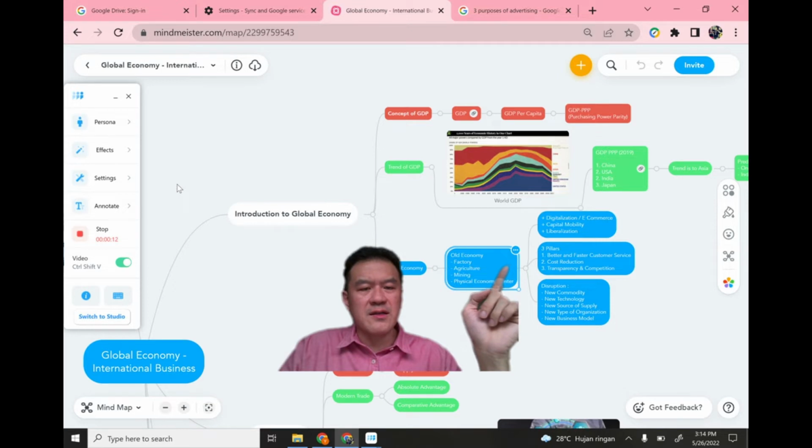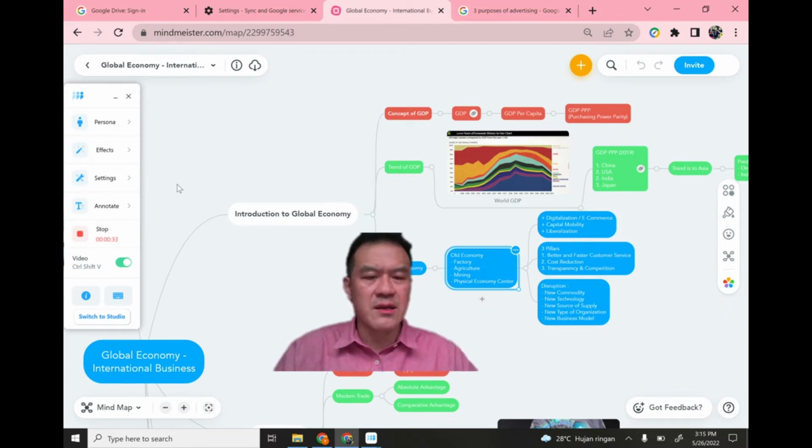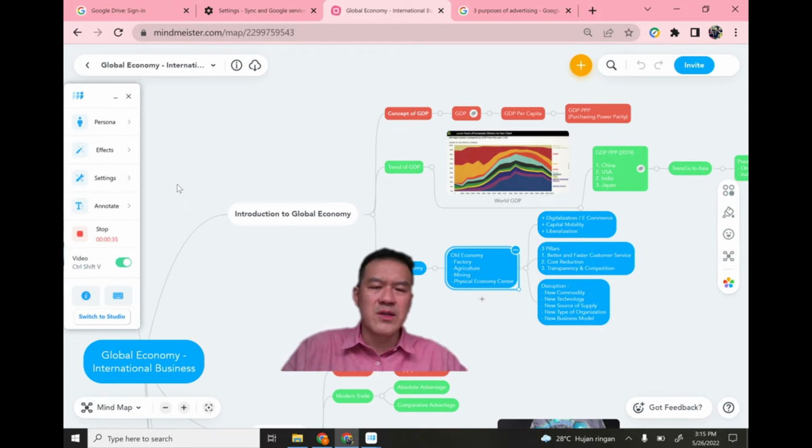The first one is better and faster customer service. Second, more efficient and better cost reductions. The third is transparency and competition. With this purpose and reason, we see disruptions. The disruptions are, first, a new commodity. For example, data is the new commodity. And then we see new technology.